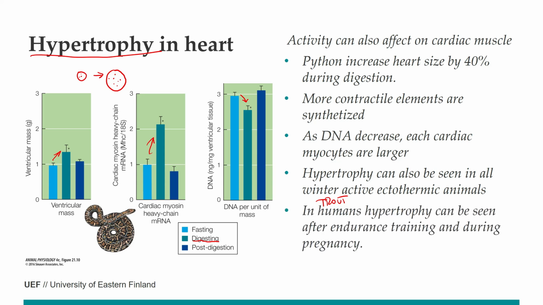It also affects humans. In endurance training, we have larger hearts, and also during pregnancy. And these are reversible effects. After giving birth, the heart size will get smaller. Also, when you are not training all the time, it's also affecting. But what you need, while you are having the hypertrophy, is more oxygen. That means that you need more circulation.